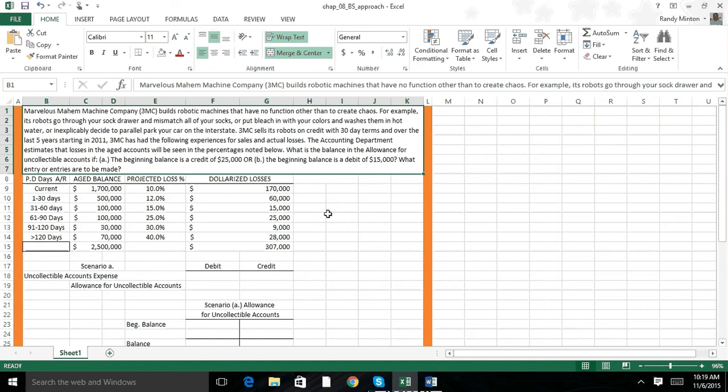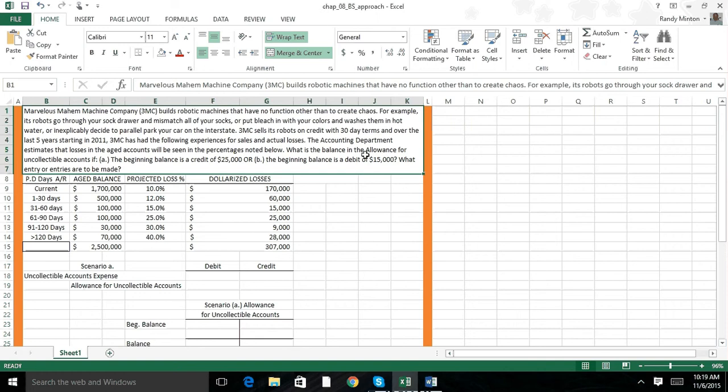Now, you might do all sorts of statistics to come up with what these numbers should be, but that's a little bit beyond the purview of this particular problem. So I've provided already for you the aged balance, the projected loss percentages, and the dollarized losses for you to work with, and it'll also keep the overhead of this video down.